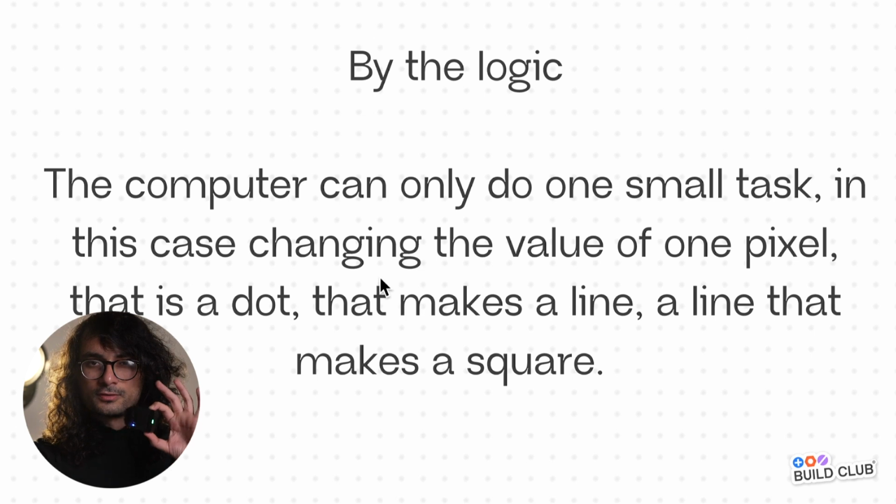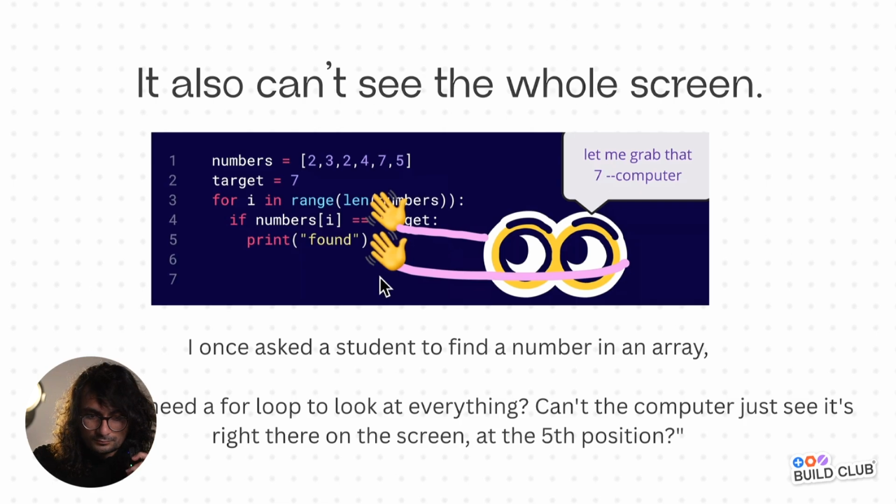There are abstractions using functions, but at the end, under the hood, it's very, very precise. You have to be very precise. I remember I told this story. I asked a student of mine, he was 10, to find the number 7 in an array of numbers. And he basically was like, oh, why do I need a loop for that? Yeah, 7 is right there at the 5th position.